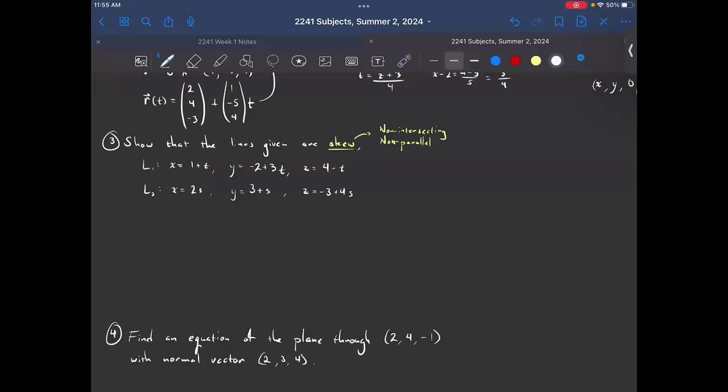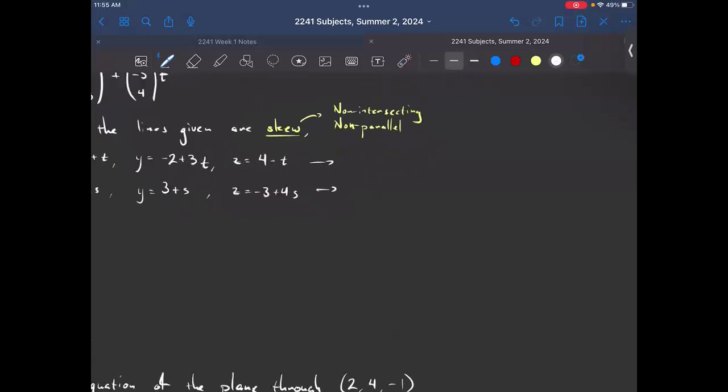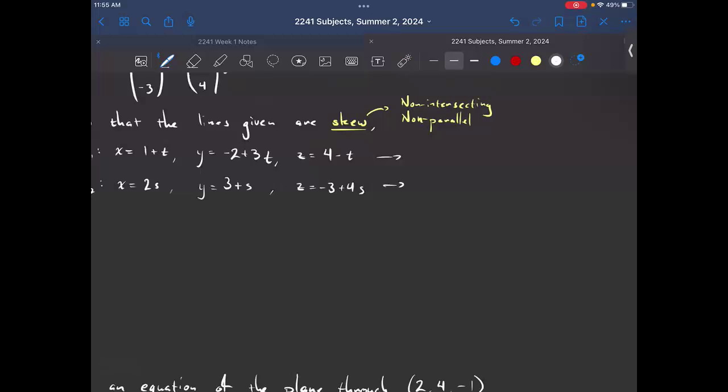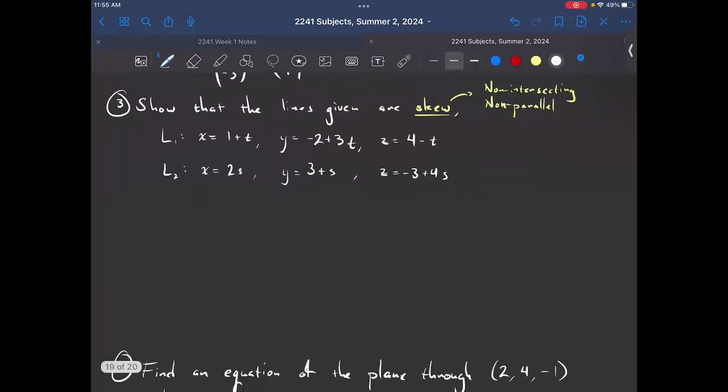So how do we find out if these are skew? Well, we have two things to check. Are they non-parallel? Are they non-intersecting? If they're parallel, then their direction vectors should be the same. So what we can do is take these lines and write them in vector form. Let's do this down here. R1 is 1, minus 2, 4, plus 1, 3, minus 1, t. See how I did that? I know that this is my starting point, and 1, 3, and minus 1 are the coordinates of my direction vector.